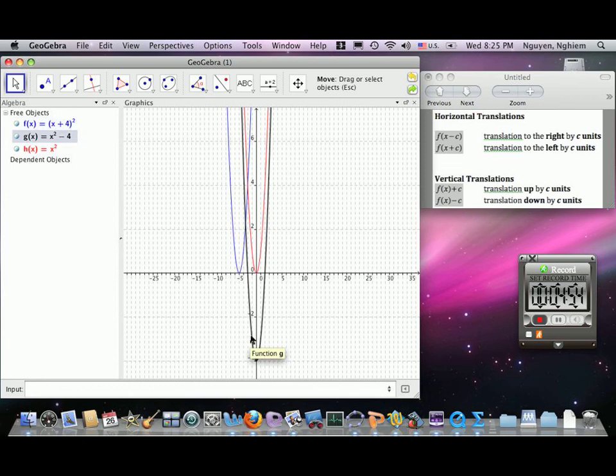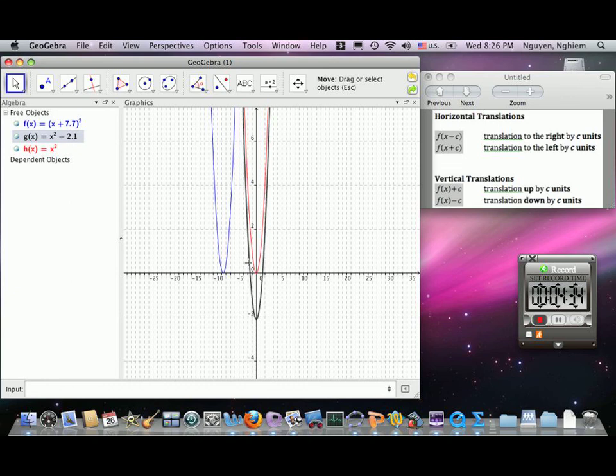So watch again. If I move the blue further to the left, you can see that I'm actually adding a positive value. But if I look at the vertical shift, and move it down, it gets negative, and I move it up, it becomes closer to 0, and then it becomes positive. And that's what these rules are trying to illustrate.